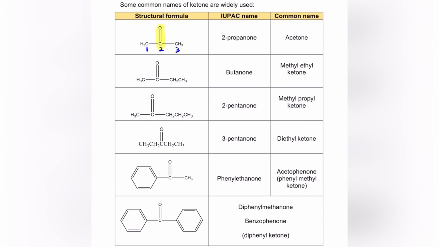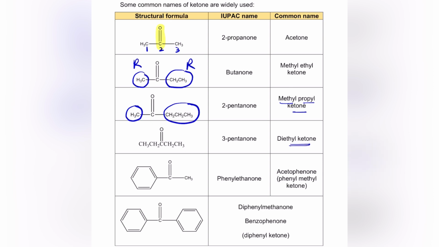Next one, we have methyl ethyl ketone for the common name. This is for butanone, because you have one alkyl group here, which is methyl, and here is ethyl. So methyl ethyl ketone. Next one, you have 2-pentanone. This is methyl, this is propyl. So methyl propyl ketone. Next, I have diethyl ketone, the one that I mentioned before in example 2.